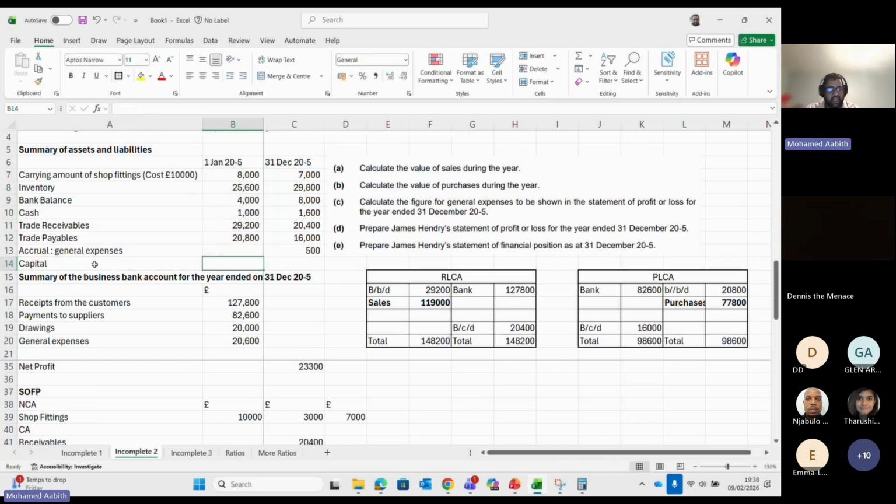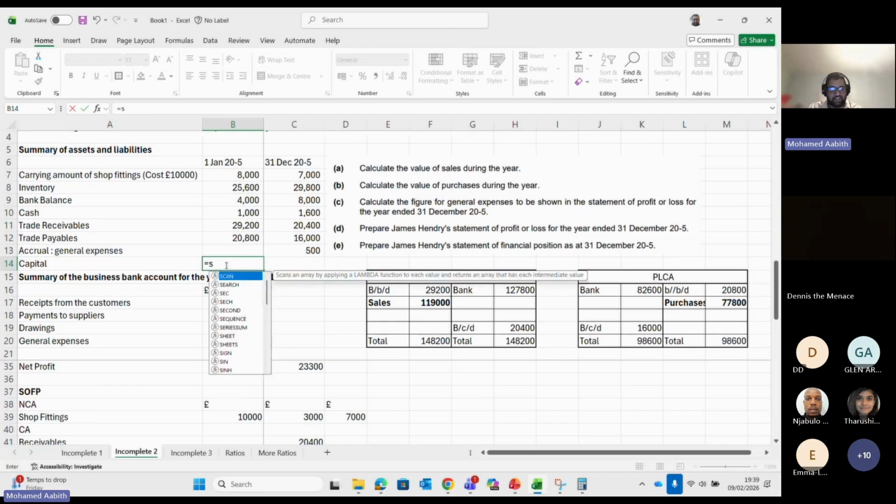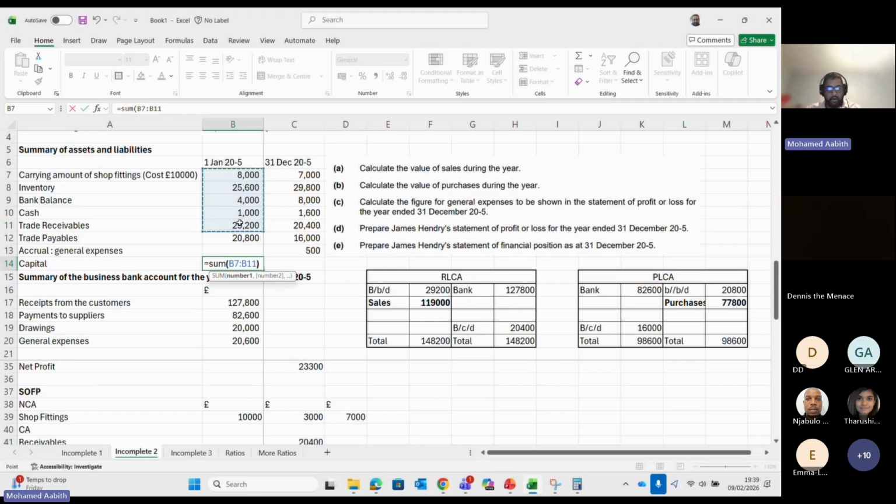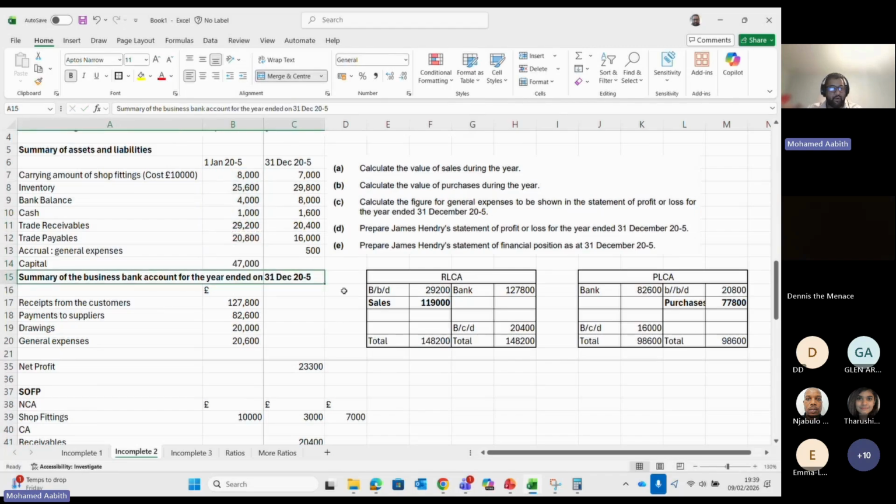So what is my capital going to be? If I do an accounting equation here, it's my assets minus my liabilities. In this scenario, this is my carrying amount. So that is going to be my assets, and one minus current liabilities there. That should give me my capital position. So the capital position is going to be the sum of all of that minus that figure. So the opening capital will be £47,000.